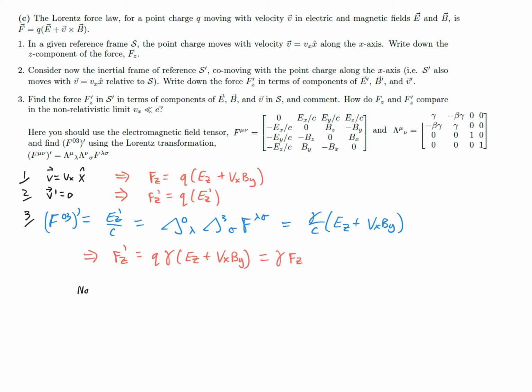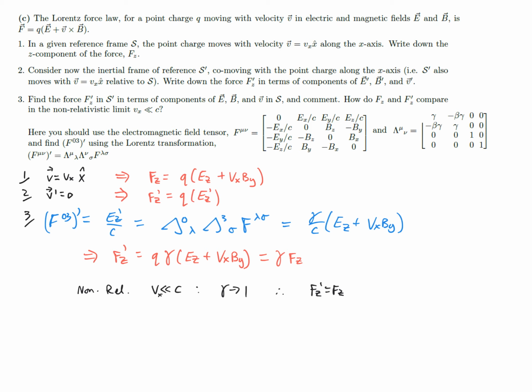If we look in the non-relativistic limit, as we're invited to do in the question, non-relativistic means that Vx is much, much less than c, then the gamma goes to 1, and then we have that Fz primed is equal to Fz. And that's what we notice in everyday life. If I have some electromagnetic phenomenon in the lab, and I walk along with my moving charge, I don't notice that there's any difference in the force. So indeed, Fz primed should be equal to Fz.